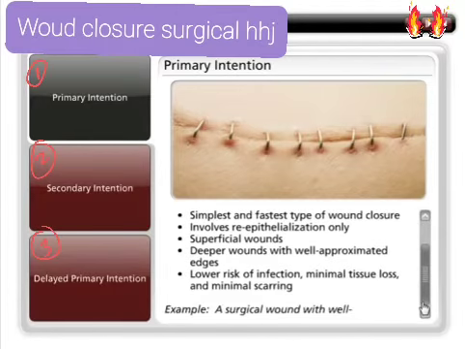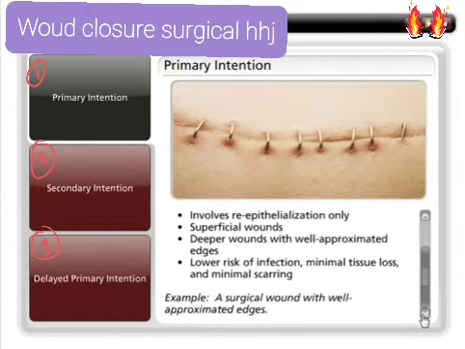In addition, deeper wounds, such as surgical wounds with well-approximated edges, heal by primary intention. In these types of wounds, the edges are brought together using sutures or adhesive strips. Wounds that close by primary intention are associated with minimal tissue loss.